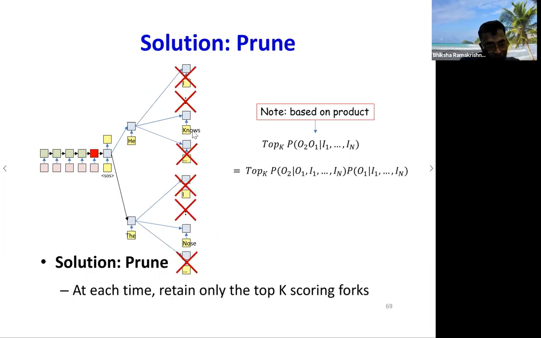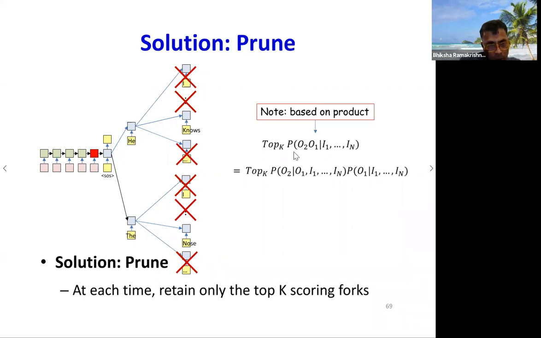So here I've chosen K equals two. I had two V leaves over here. I've pruned out everything except two of them. Now the score that I use for pruning is not going to be just the local probability of these words, but the product of the probabilities along the entire path from this point to the leaf. So the probability over here is going to be the probability of he out here times the probability of I out here. This one is going to be the probability of he times the probability of knows and so on.